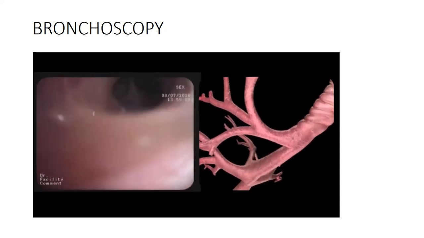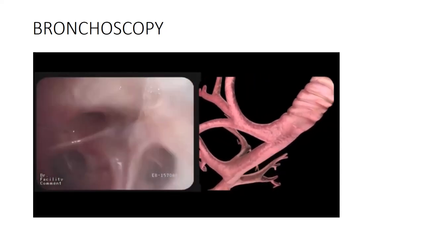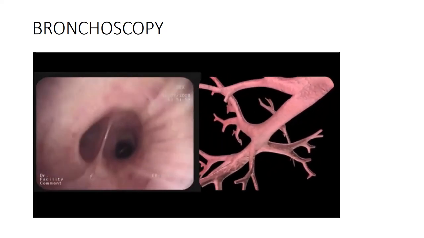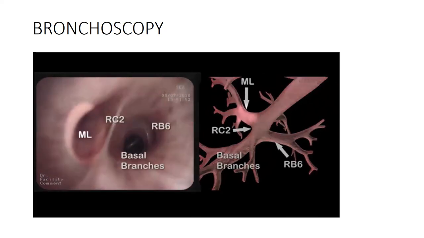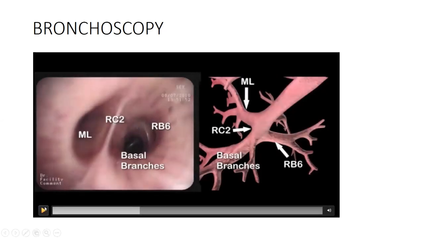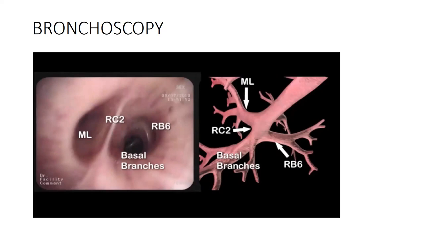We then head back and extend the bronchoscope into the intermediate bronchus. Here, we identify the orifice of the middle lobe, the right carina 2, the basal branches, and the apical lower lobe. If you can identify the apical segmental bronchus of the lower lobe, which is RB6, and the middle lobe bronchus, they are exactly opposite to each other. That's the orientation we get when we are doing bronchoscopy.